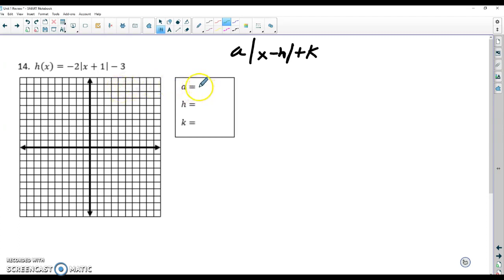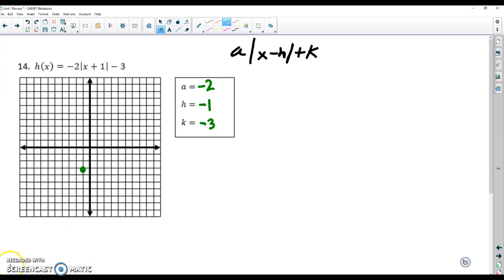So in this problem, A would be -2. H is the opposite of what's inside, so that would be -1. And then K is -3. The starting point for this shape is at -1, -3. And we can expect to see the graph head downward.